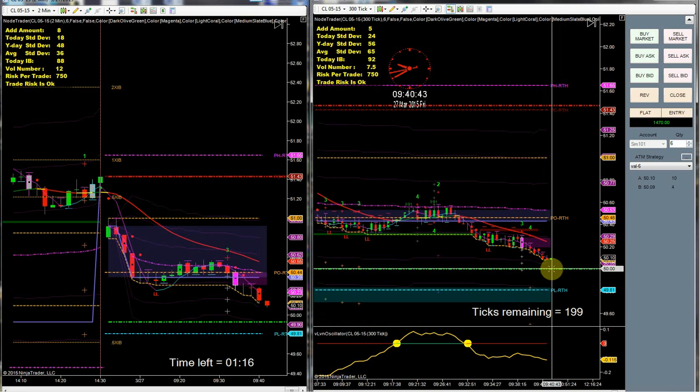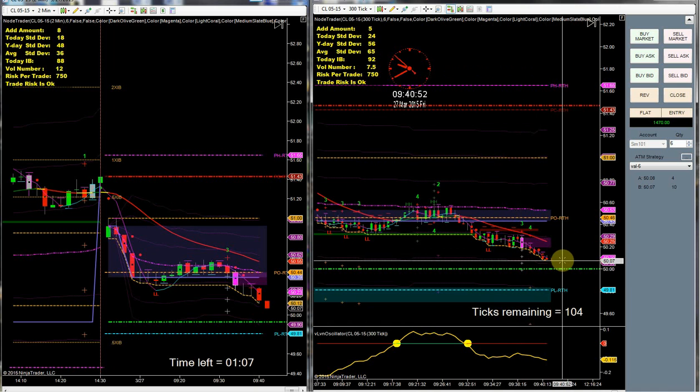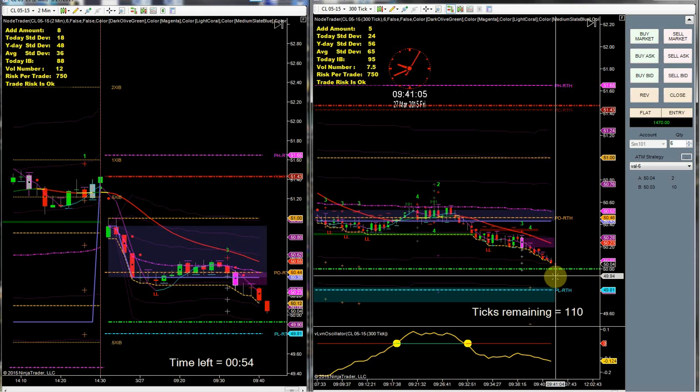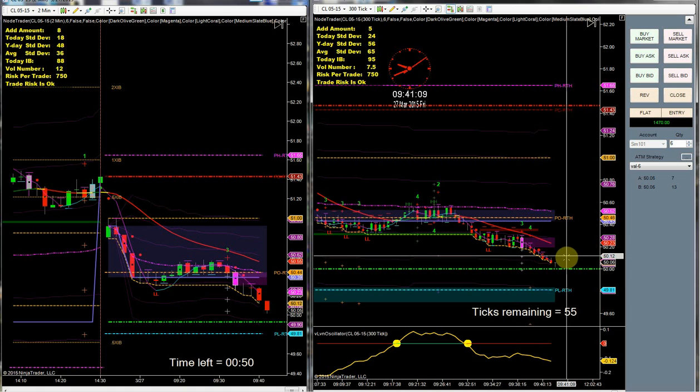Only problem we might run into is this level right here. This is a reversal point. Market might come down to this and bounce right back up. So it's a high possibility. It's down here at 49.93 on the 2-minute. But if we do get filled here at 17, we should be able to get down to 07 before we hit that level.